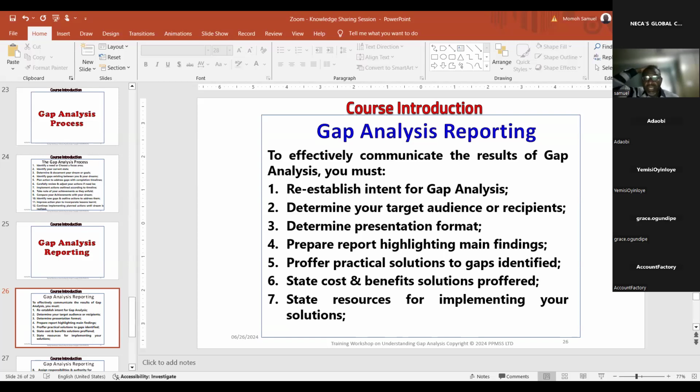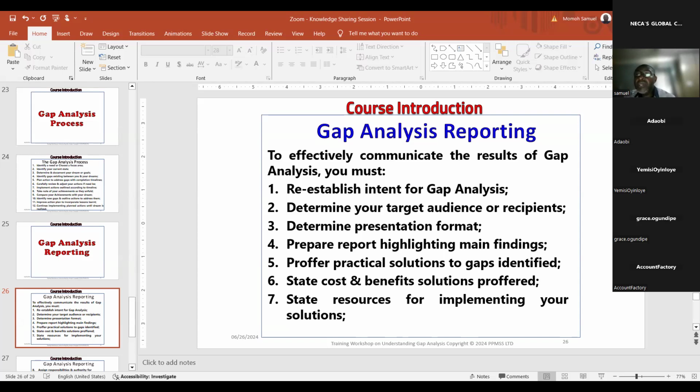So for you to effectively communicate the results or the outcome of the analysis that you have conducted, number one, you must reestablish the intent for the gap analysis, the core reason, the main reason why you actually embarked on that analysis. You have to revisit it again so that you'll be properly guided in your reporting.